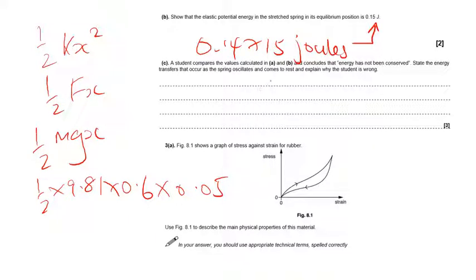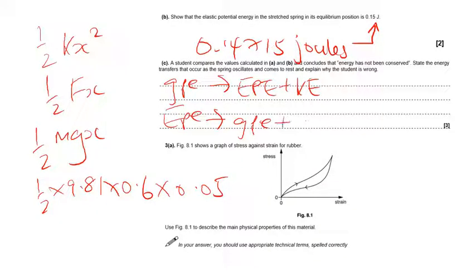A student compares the values calculated in A and B, and concludes that the energy is not conserved. Describe the energy transfer that occurs as the spring oscillates and comes to rest, and explain why the student is wrong. So we need to say that the gravitational potential energy is converted into elastic potential energy plus the kinetic energy. And we have elastic potential energy is converted into gravitational potential energy plus kinetic energy. So this is when it's falling, right?